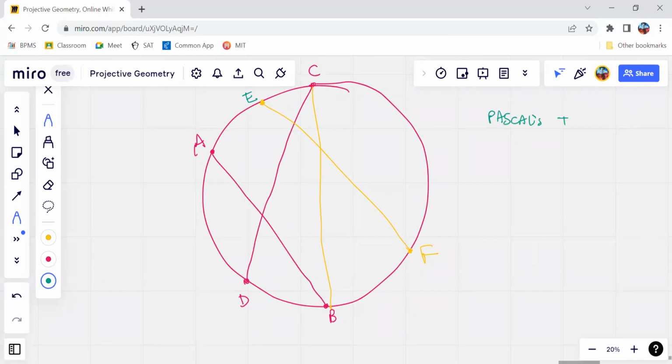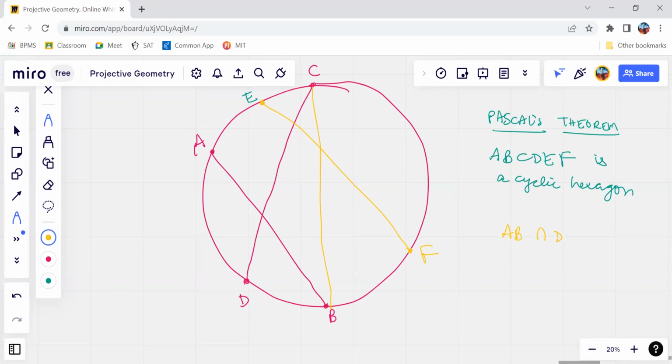So this is Pascal's theorem. It states that if A, B, C, D, E, F is a cyclic hexagon, and the points don't have to lie in that order. For example, this random looking thing is also a valid thing.